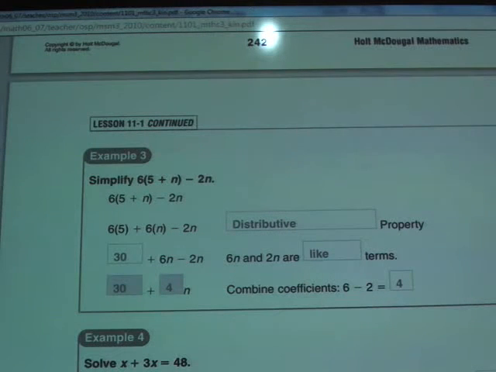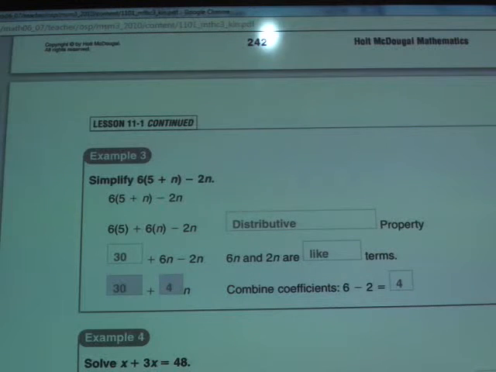All right, in number 3, we're asked to simplify 6 times the quantity 5 plus n, minus 2n. Now this question is a little bit different, but hopefully it's sparking something in your mind right now, because as you can see, we've got that number in front of a set of parentheses. As you know, when we see a number in front of a set of parentheses like that, that's always an indicator that we're about to use the distributive property.